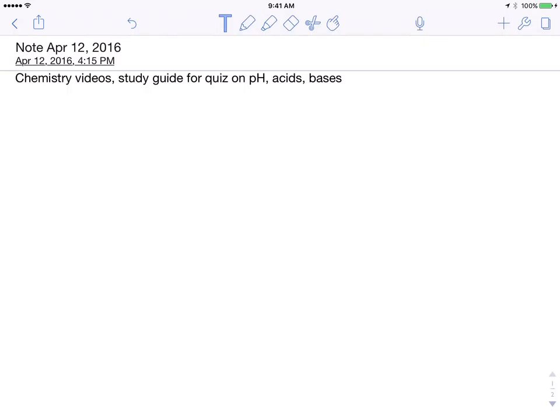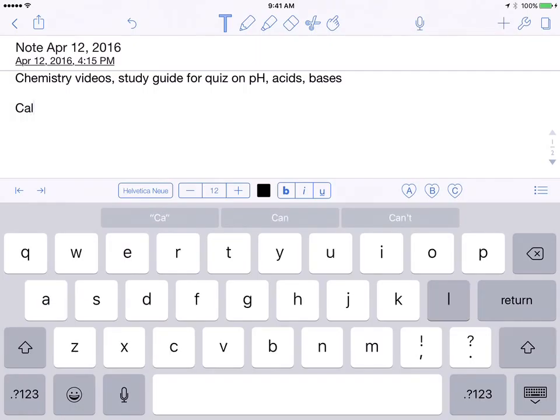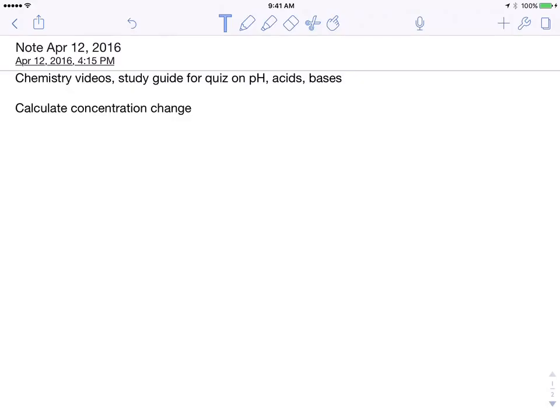First thing I want to talk about is how to calculate concentration change. So we've done this before in the past, but I just want to apply it to what we're talking about now. So first off, I want to talk about our equation. What we're going to use here, this might look familiar.